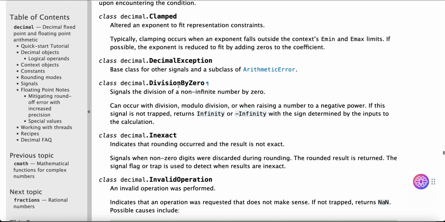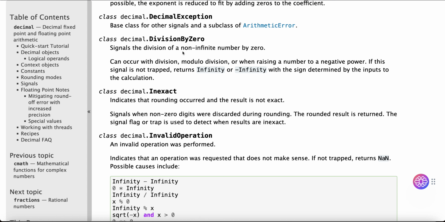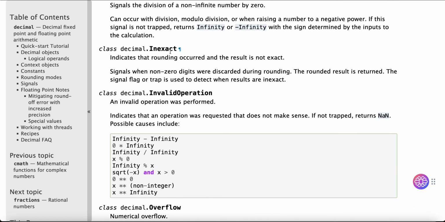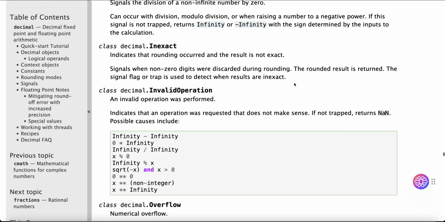Class decimal.DivisionByZero signals the division of a non-infinite number by 0. Can occur with division, modular division, or when raising a number to a negative power. If this signal is not trapped, returns Infinity or -Infinity with the sign determined by the inputs to the calculation. decimal.Inexact indicates that rounding occurred and the result is not exact. Signals when non-zero digits were discarded during rounding. The rounded result is returned. The signal flag or trap is used to detect when results are inexact.